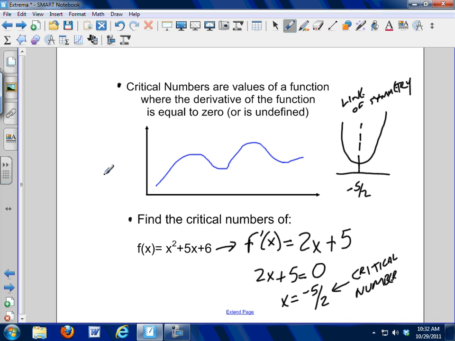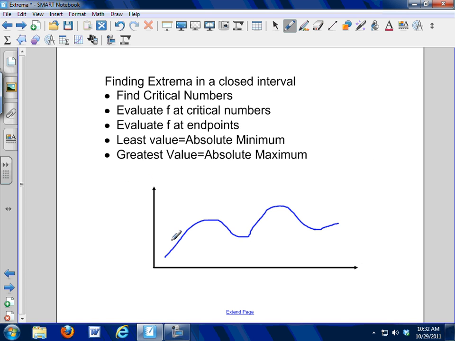Critical numbers. Find the derivative. Make it equal to 0. Solve the equation. So this goes back to Math 1 sort of stuff. This goes back to calculus stuff. So if we have a closed interval, and a closed interval means we have a definite beginning and a definite end. Okay? So we want to find the extrema on the closed interval. We're trying to find out the absolute max and the absolute min on a closed interval. So from some place to some place.